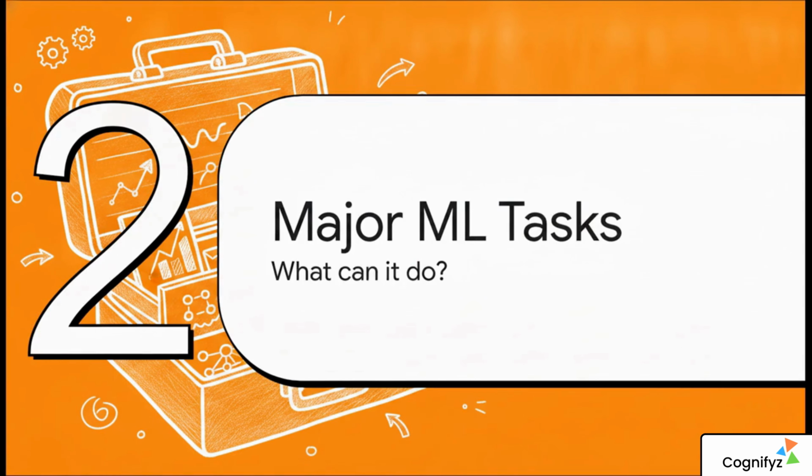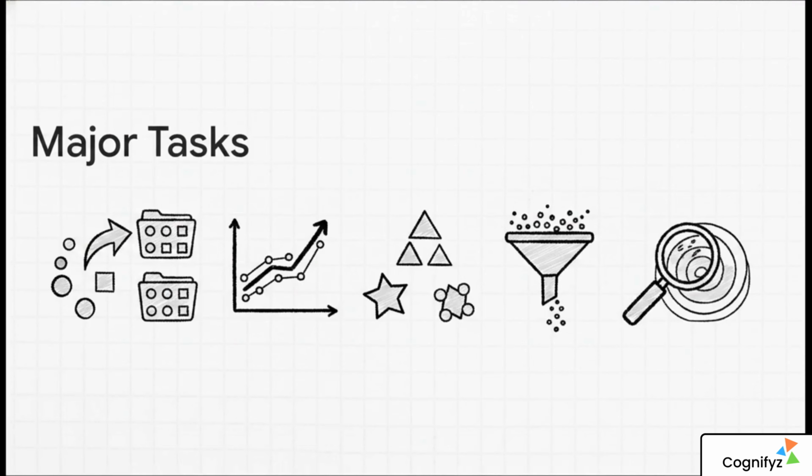Moving right along to Section 2, Major Machine Learning Tasks. Let's open up those toolbox drawers and see what it can actually do. Scikit-learn handles a few major jobs. First up is classification. Think of a real estate app categorizing a neighborhood as either urban or suburban. Then we have regression, which is predicting actual continuous numbers, like the dollar value of a house based on its square footage. There's also clustering, which is an unsupervised way to naturally group similar data points together, like automatically identifying distinct types of home buyers.